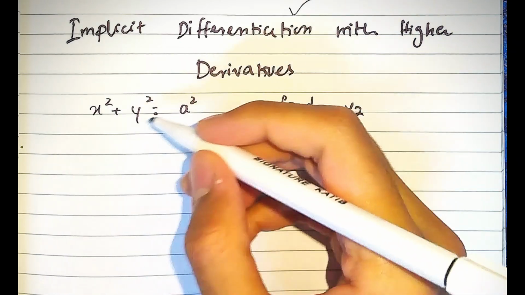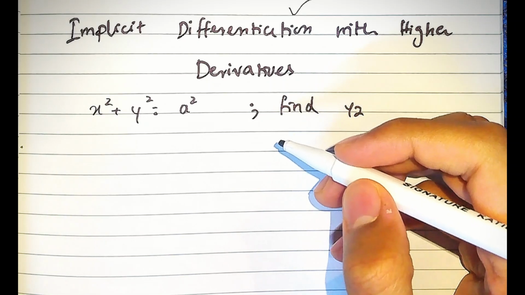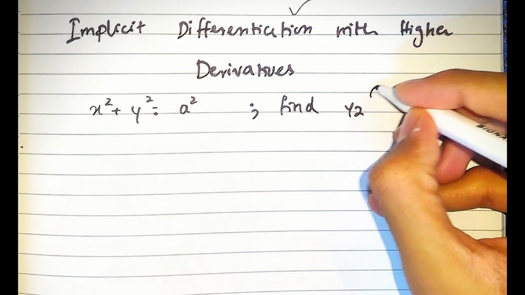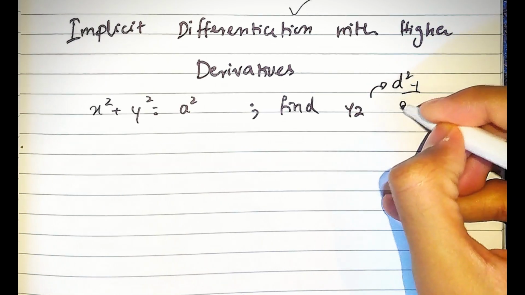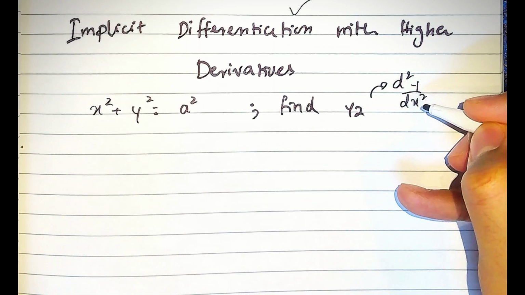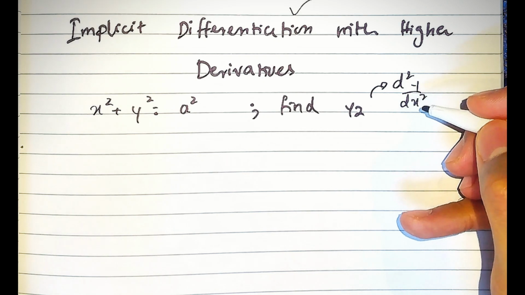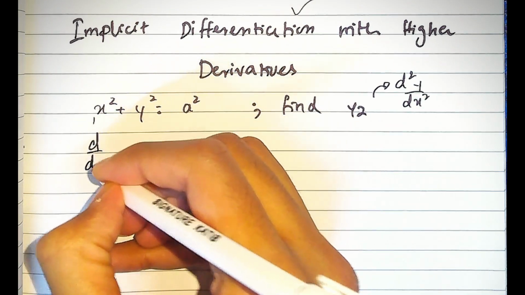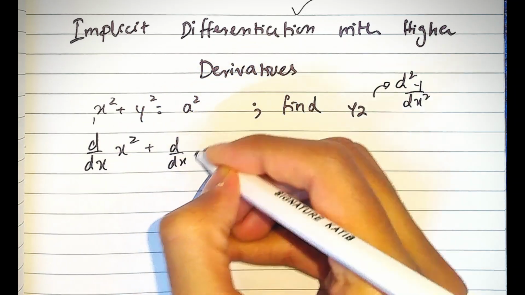So we are given the equation x square plus y square is equal to a square. We have to find y2. So what is y2? It is actually d square y divided by dx square, i.e. we have to take the derivative 2 times. Okay, so we will have to apply the differentials 2 times. First of all, let's just apply the differential first time on all of these terms.